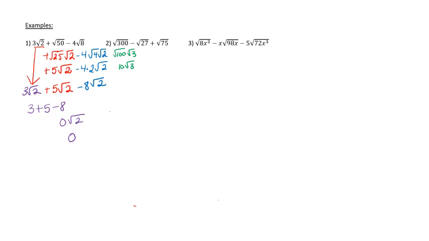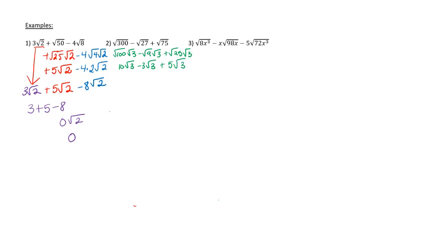Then I have the minus the square root of 27. The square root of 27 is not simplified because 9 goes in there 3 times. So I get 3 square roots of 3. And then the square root of 75, that's not simplified because 25 goes in there 3 times. The square root of 25 is 5.